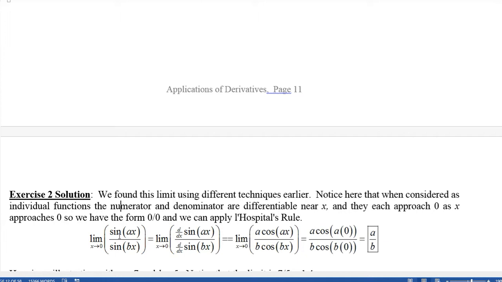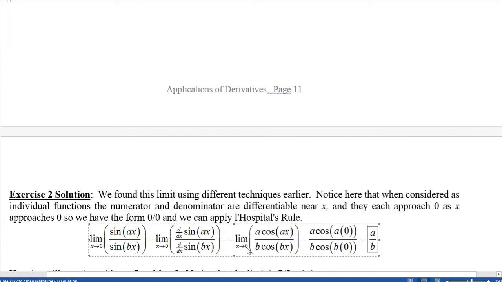So we take the limit of the derivative of the numerator divided by the derivative of the denominator. So you take the derivative of the numerator and denominator separately. This is not the quotient rule. This is something different. Okay? So the derivative of sine of ax is cosine of ax times the derivative of ax, which is a. And similarly, the derivative of sine of bx is cosine of bx times the derivative of bx, which is b.